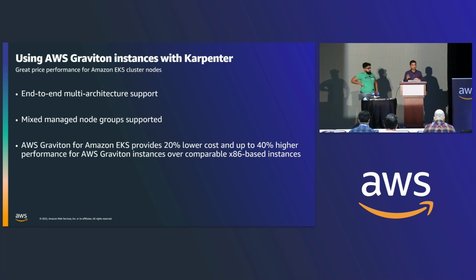And before I jump into the demo, I do want to touch upon Graviton. So AWS Graviton is Amazon's custom silicon. It's built on 64-bit Neoverse architecture, and it's based on ARM architecture. And with Graviton on EKS, you get end-to-end multi-architecture support.